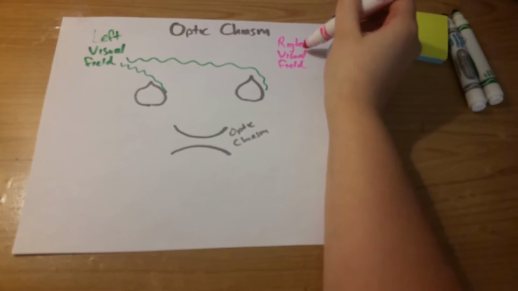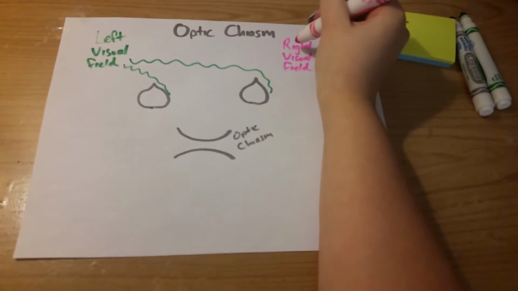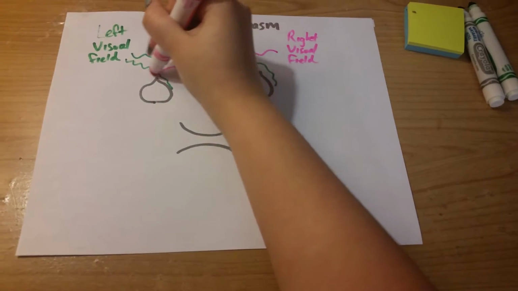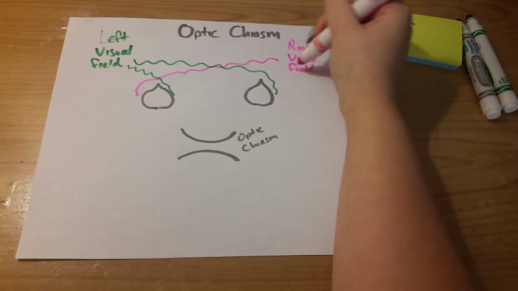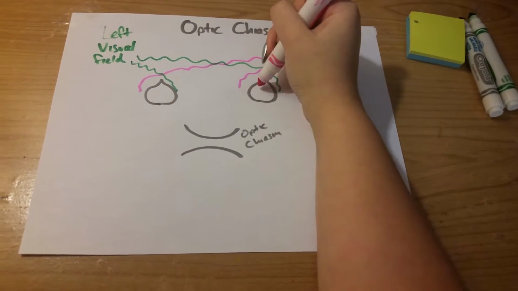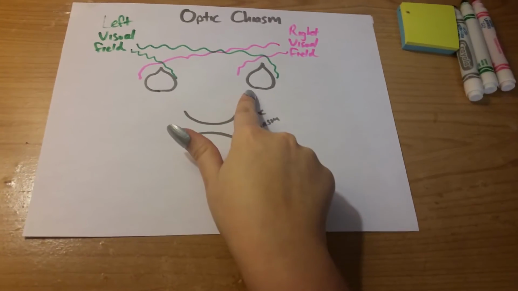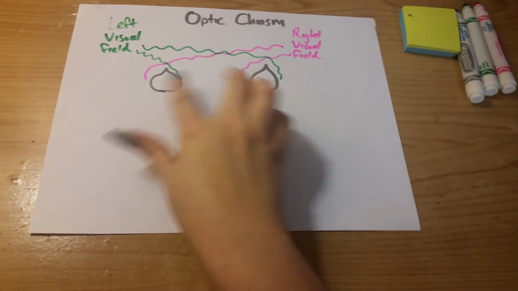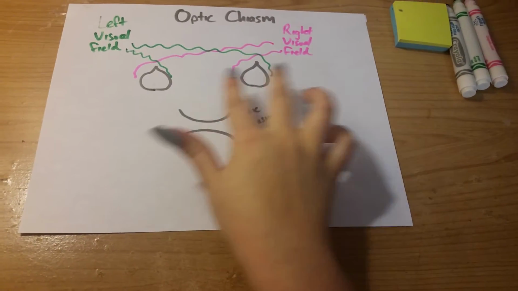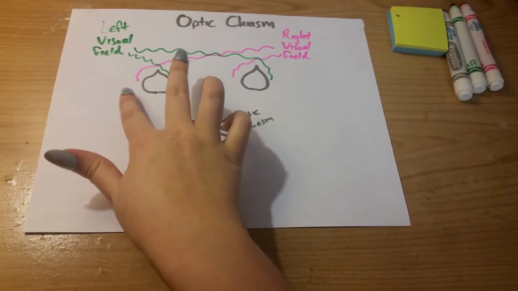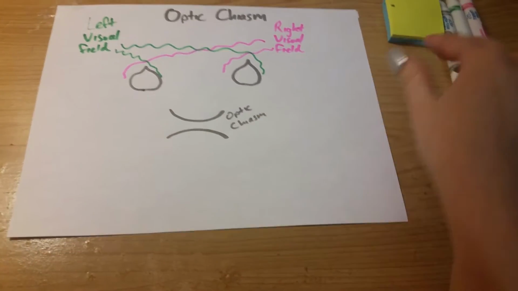Same for the right visual field. Information will cross from the right visual field to the left side of the left eye and the left side of the right eye. From here, this information enters into the retina, which is the bottom half of the eye, on two halves of the retina connecting to optic nerves.